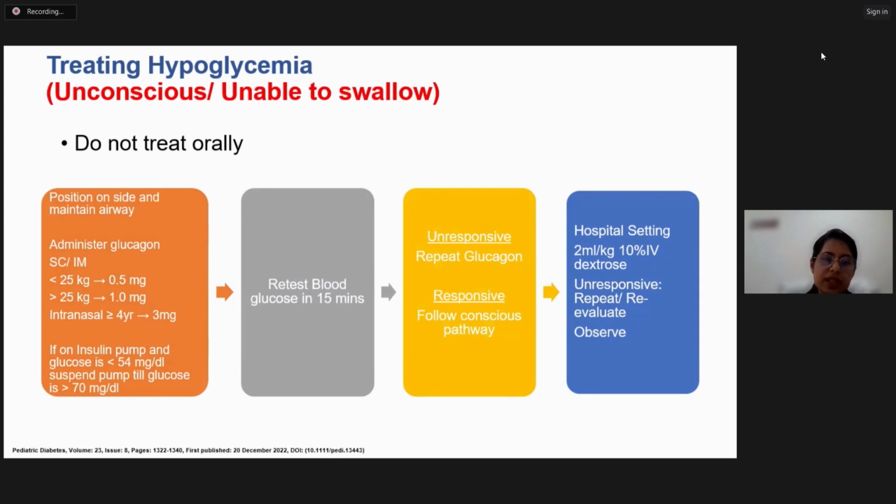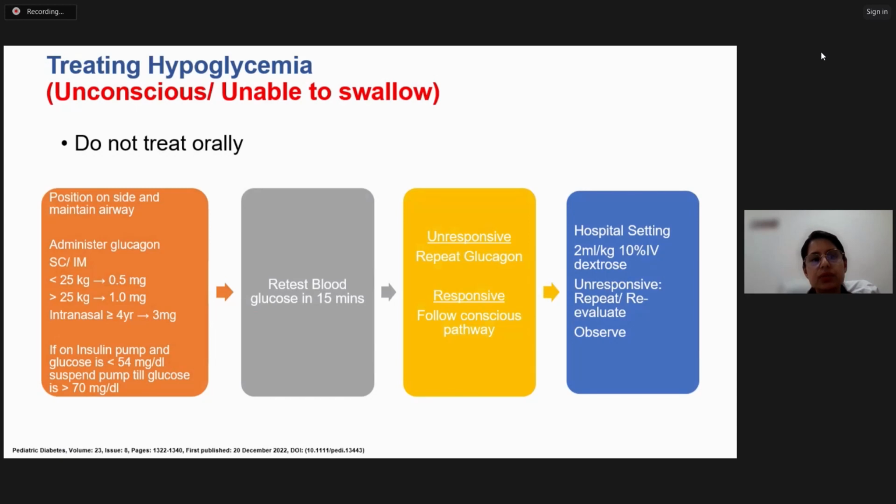If the person is on an insulin pump and glucose level is less than 54, then the insulin pump should be suspended until glucose levels come to more than 70 milligram. Once the glucagon is administered, they should retest the blood glucose in 15 minutes. If the person is unresponsive, repeat the glucagon. If the person is responsive, then they follow the conscious pathway of increasing the blood glucose levels. In hospital settings, IV dextrose should be administered, and again the person should be observed to repeat the treatment if required.